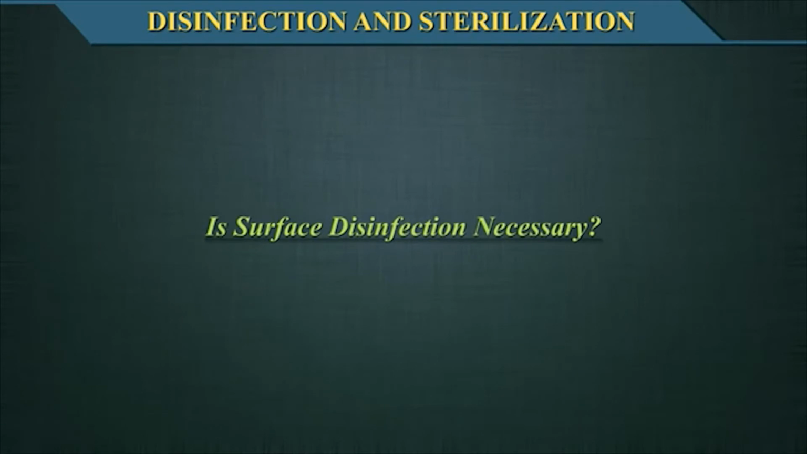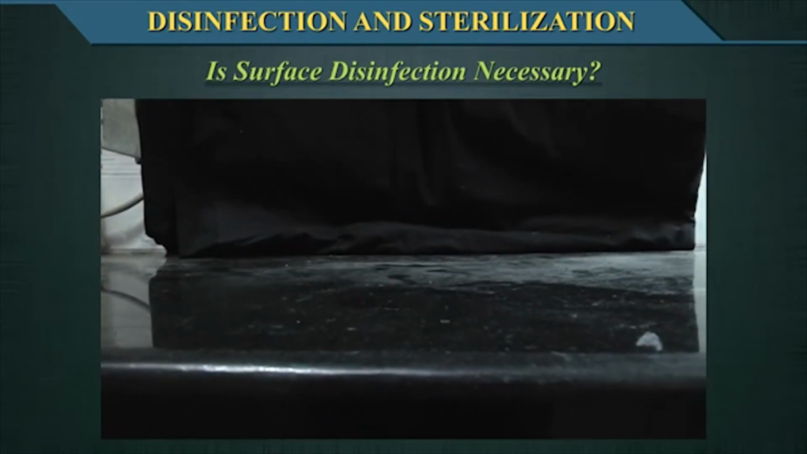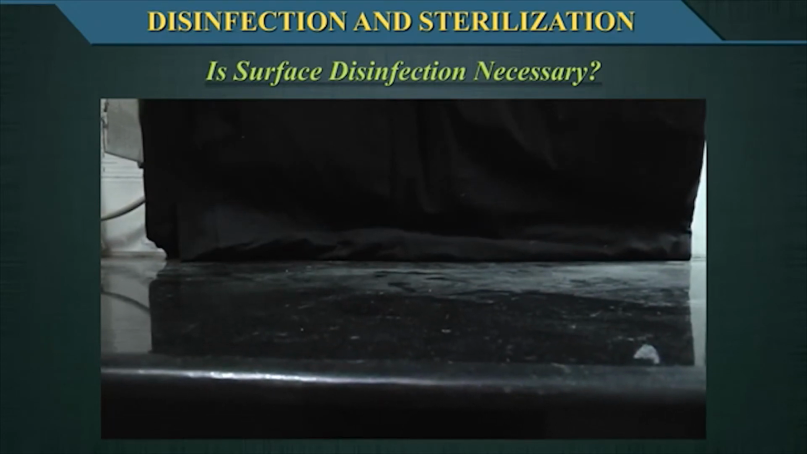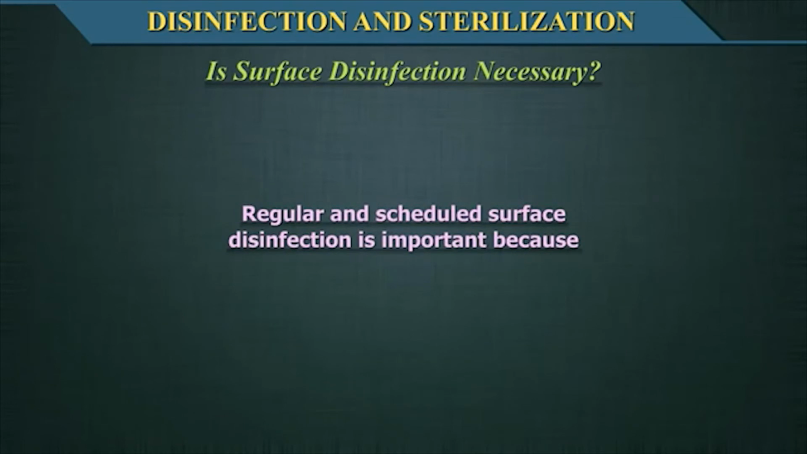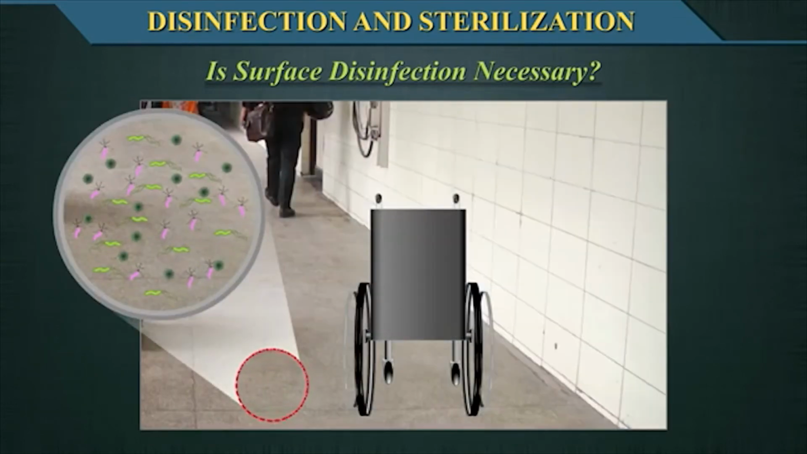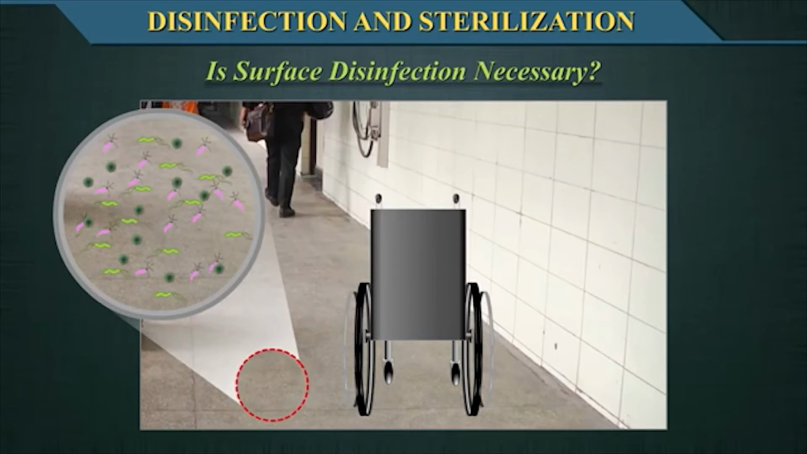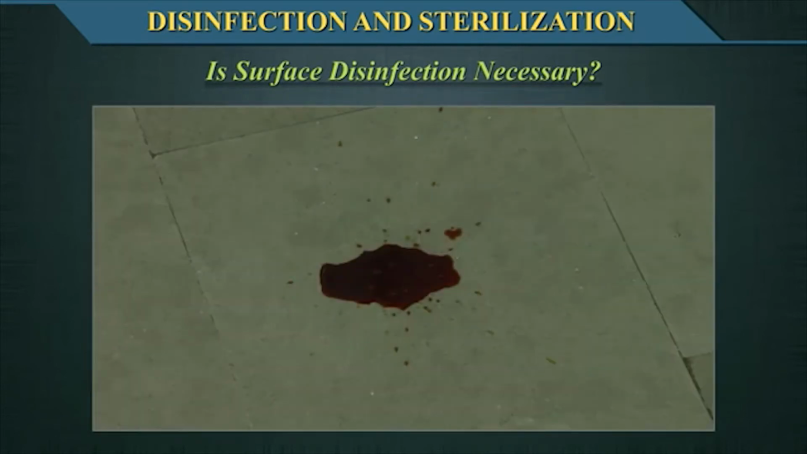Surface disinfection. Is surface disinfection necessary? Surfaces are considered non-critical items because they contact intact skin. However, regular and scheduled surface disinfection is important because hospital floors become contaminated with microorganisms from settling airborne bacteria, by contact with shoes, wheels, and other objects, and occasionally by spills.